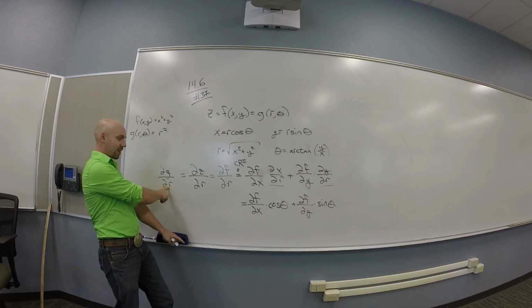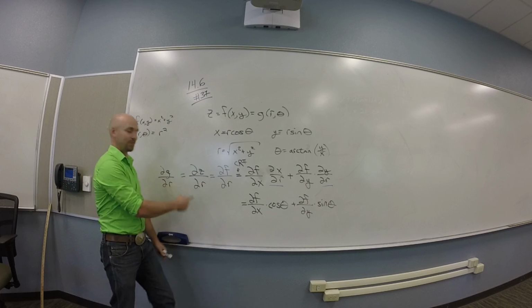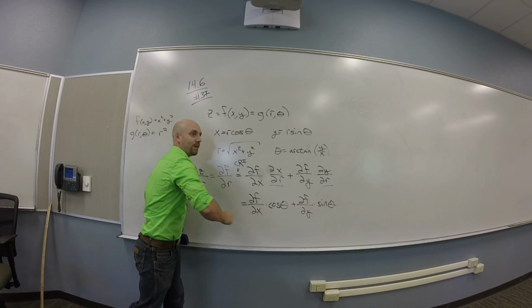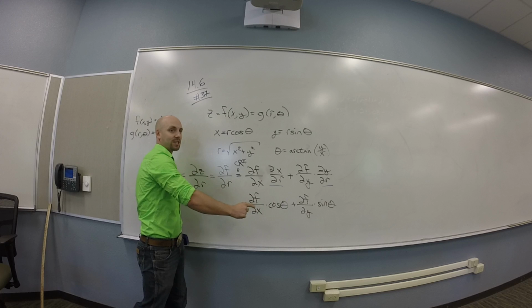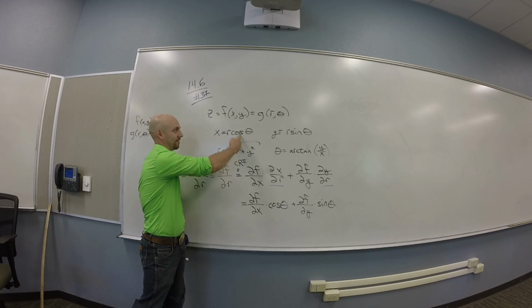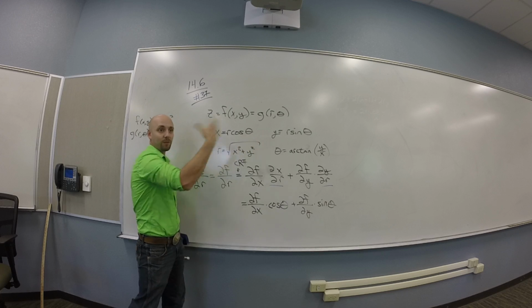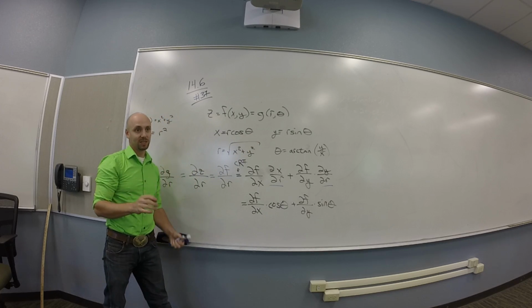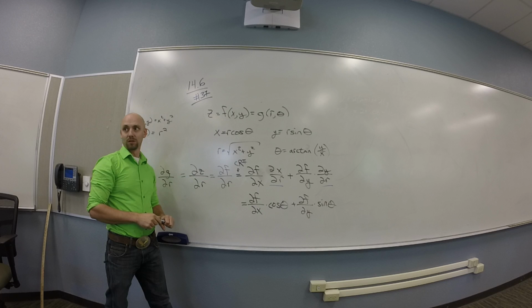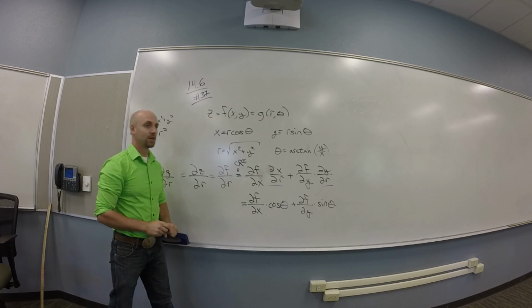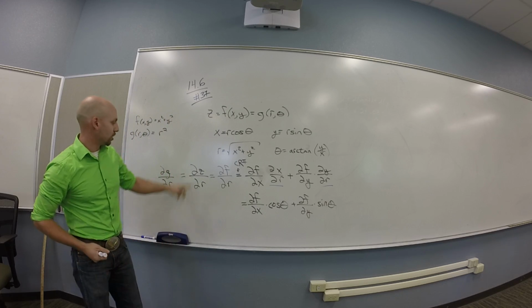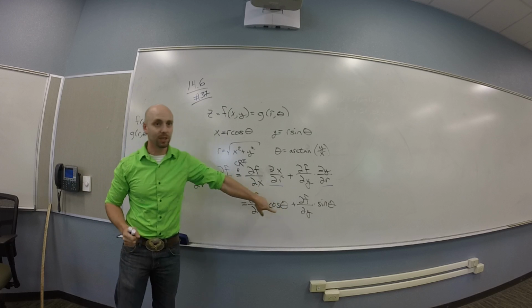But I'm trying to calculate an r derivative, right? So that should include some kind of evaluation when x is r cos theta and y is r sine theta, right? So you have to be a little careful with where you're evaluating these things. Okay, so that'll give me the partial of z with respect to r, given by this formula.